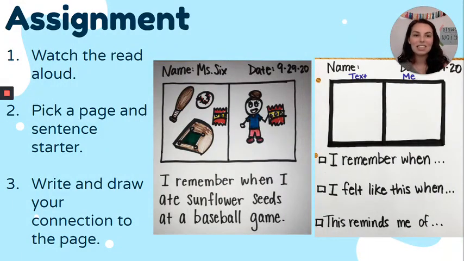All Miss Six needs to see is that you can pick a page, you can pick something from your life, and make that connection. There's something that's the same between the book and you. I can't wait to see your pictures and your sentences. Just try your best. I know you'll do a great job.